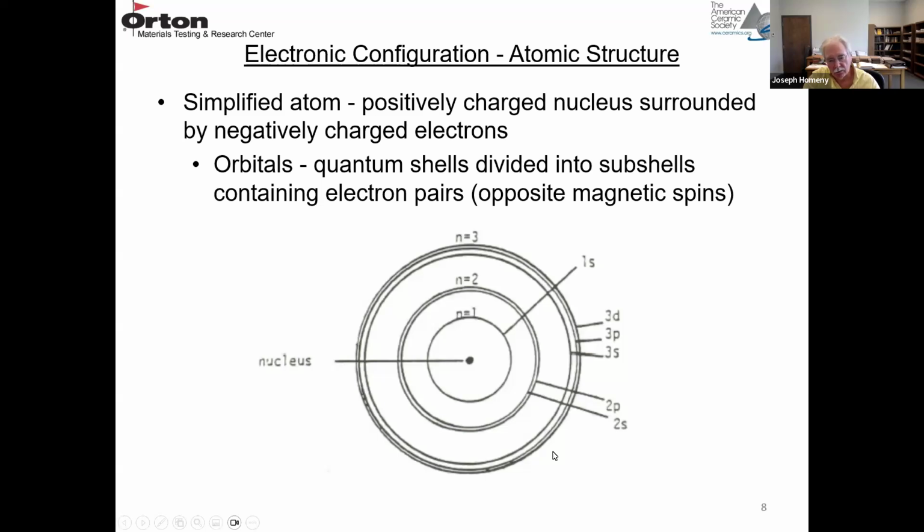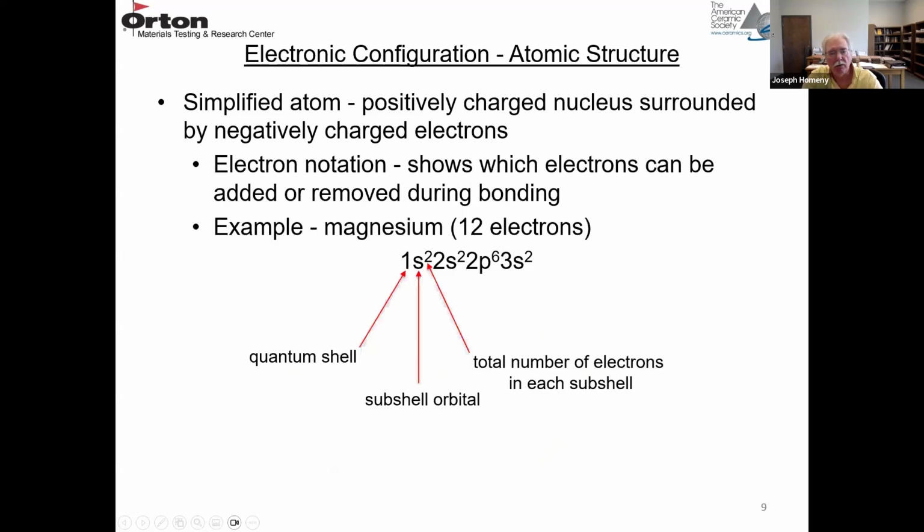And then finally, n equals 3 has the 3s, 3p, and 3d suborbitals. S has 2 electrons, p has 6 electrons, and d has 10. So this is a very simple representation of the subshells. They're not quite like this in reality. So we need to have a notation to describe these electrons.